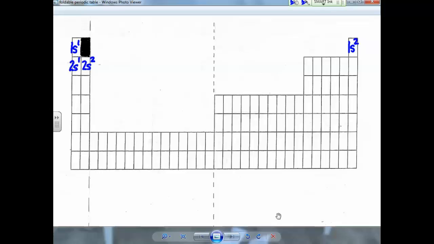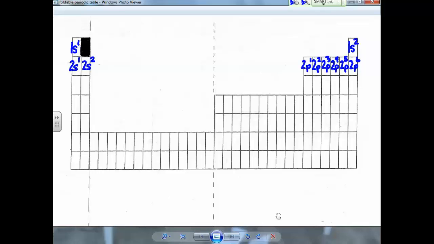What would be next? Boron, which would end with 2p1. And then we would have carbon, which would end with, what's next? 2p2. And then nitrogen, which would end with 2p3. And then 2p4 for oxygen. 2p5. It's a little harder to read up here. What's the last one going to be? 2p6. How many electrons can you put in the p sublevel? 6. How many boxes go across right there? 6. Isn't that convenient? Makes sense.